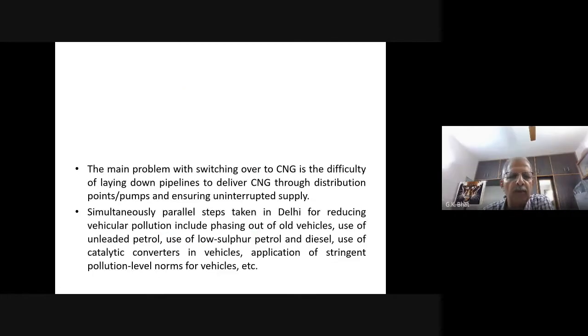Anyhow, coming back, the main problem is the switching over to CNG, right? Harshvardhan, what is the full form of CNG? Compressed natural gas. Yeah. The main problem in switching over to CNG is the difficulty of laying down pipeline.